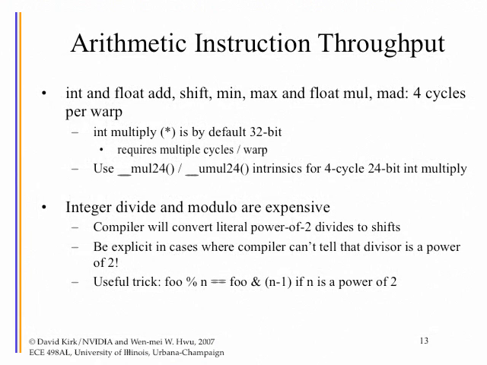If you look at the instruction throughput, the integer and floating point addition, shift, min, max, and floating point multiply-add, they all take 4 cycles per warp. Okay? But if you use integer multiply with 32 bits, it actually takes a lot longer. And this is an artifact from the GPU point of view. Remember, GPUs are designed to do floating point. And then you will do integer as a byproduct.